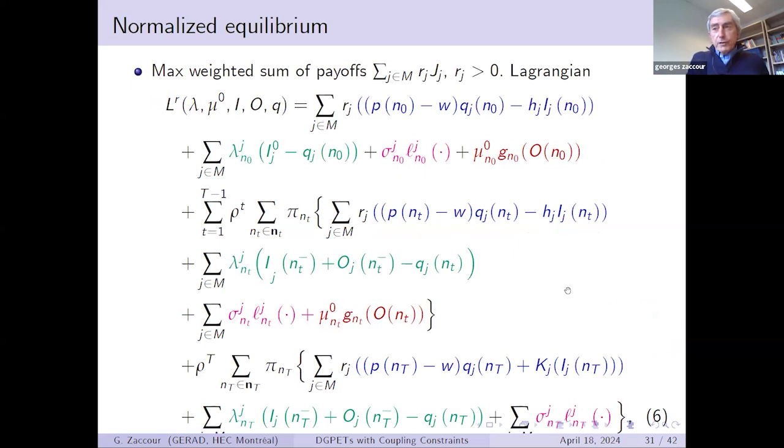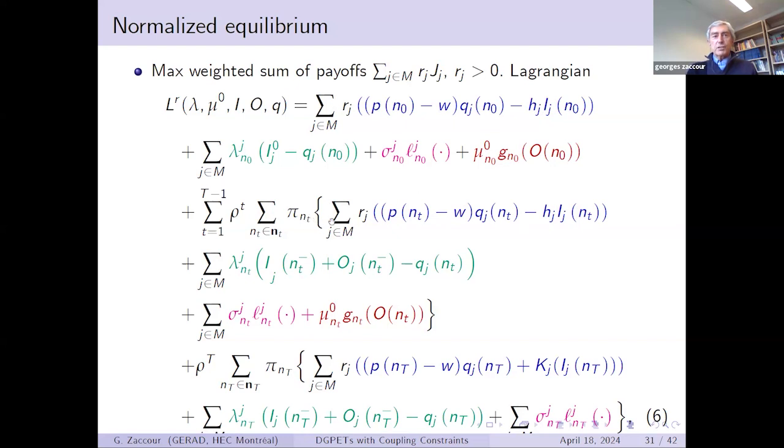Now, this is the kind of slide that I tell my students to never show in a presentation because it's terrible, but still I need it here. And to understand it, please follow the colors. So I'm writing here the Lagrangian that corresponds to the maximization of the joint payoff. You remember, to define a Rosen equilibrium, I have to maximize the sum over the weights multiplied by the payoff of the players. So what do I have here? Everything that is in blue is payoff. So for instance, this is the payoff at node 0. This is the payoff at any node NT.